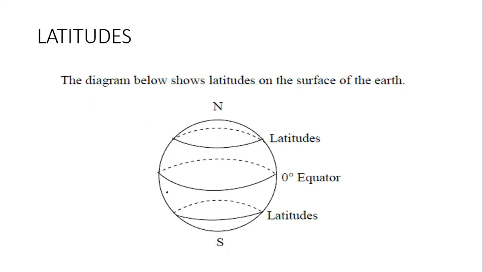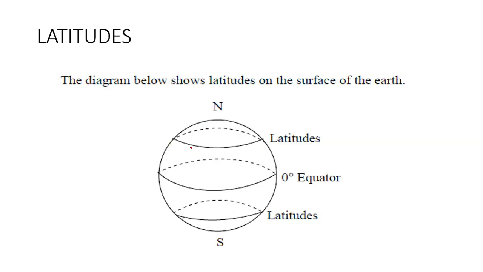At the center of the Earth is the equator. The equator is the one that divides the Earth into two equal parts, the northern hemisphere and the southern hemisphere. So the equator is the middle latitude that divides the Earth into two equal parts. So remember, latitudes run from east to west.